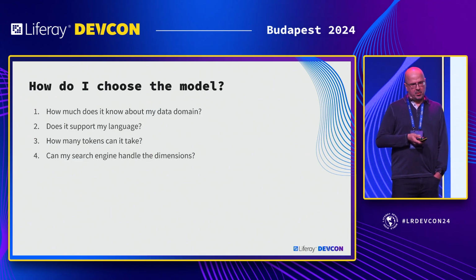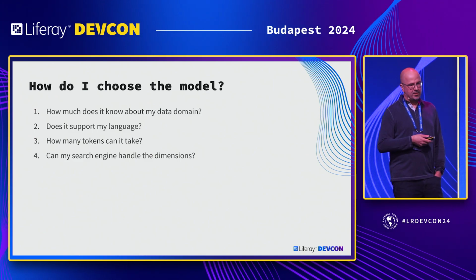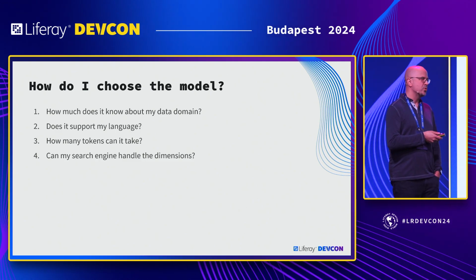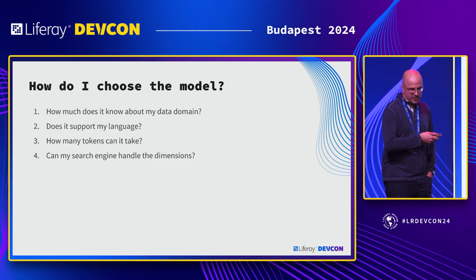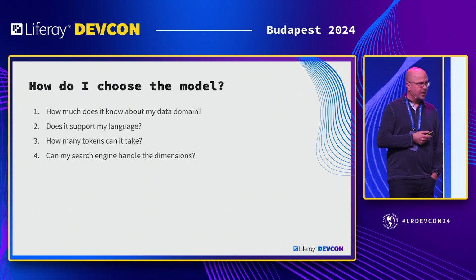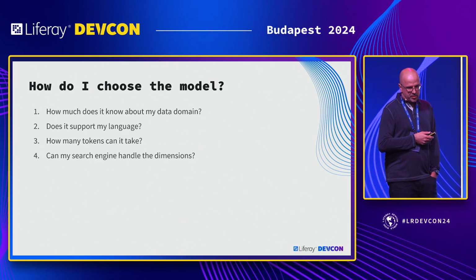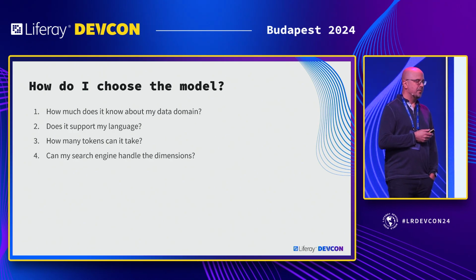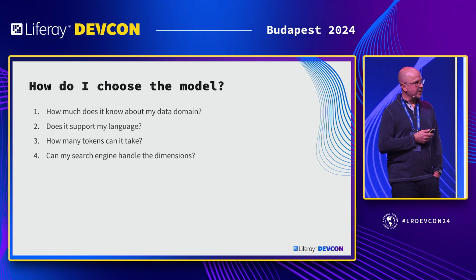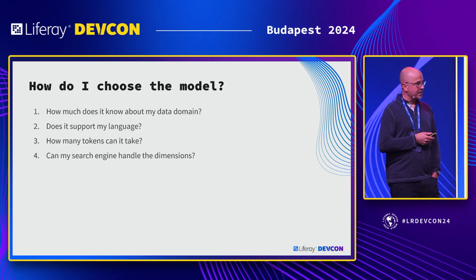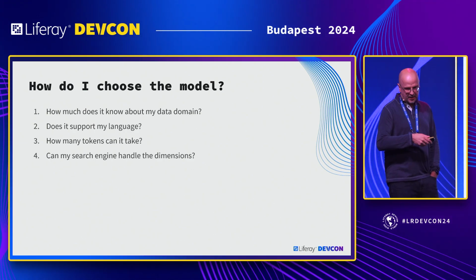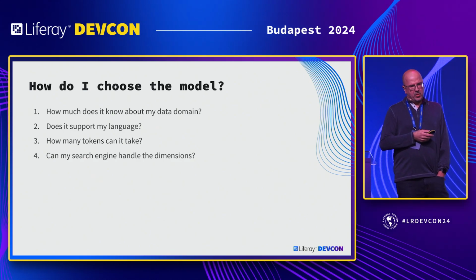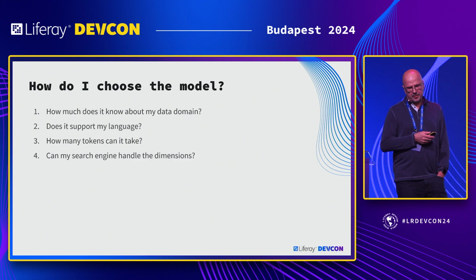Second thing is, does it support my language? I already covered that. So if you want to create embeddings for English language, you have to make sure your model was trained with English data. There are multilingual models, of course, but if you don't use multiple languages, I would encourage to use these single language models. They are more effective. And how many tokens can it take? The third question.